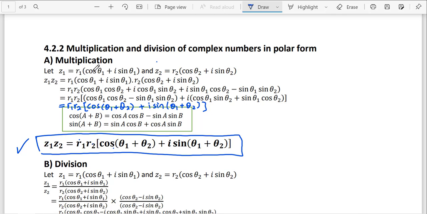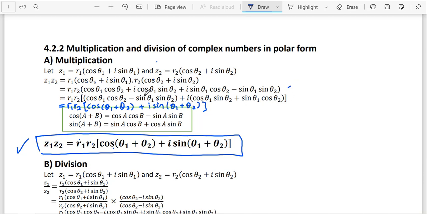This is R1 (cos theta 1 plus i sin theta 1) times R2 (cos theta 2 plus i sin theta 2). When you combine these two, R1 and R2 multiply together, then these two brackets you expand. You know how to expand: the first one times the second, then the second one times the first and the second. So you expand, and you get this.